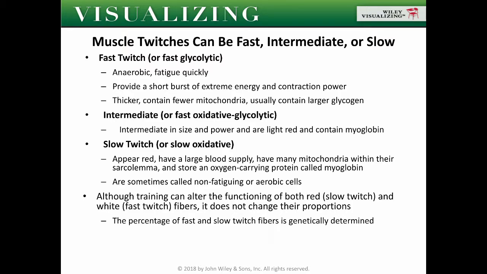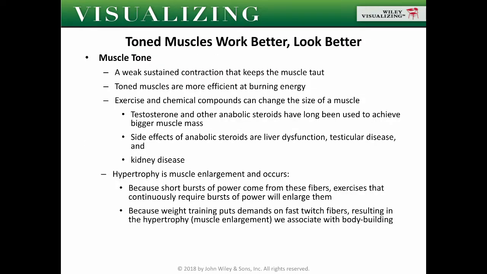And then the slow twitch is the red meat. You have a large amount of mitochondria and a large amount of myoglobin there. These muscles are also for movement, but they do not require very fast movement, like the muscles in the thigh part of the chicken, for instance. Although training can alter the functioning of both the red and white fibers, it does not change their proportion. The percentage of fast and slow twitch fibers is genetically determined.